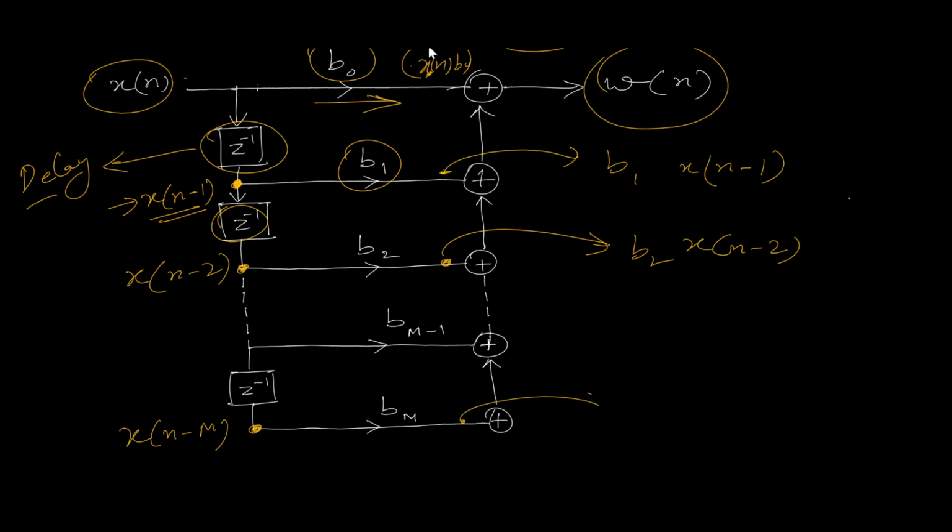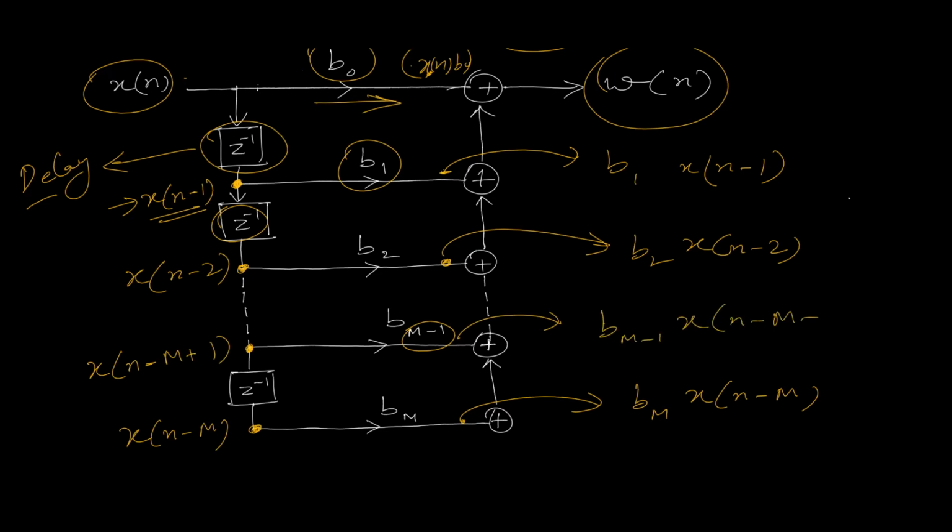And at this point we get bM multiplied with x of n minus capital M. We can also write the value just before the final value. This delay is M minus 1, so this becomes M plus 1, and here you get b of M minus 1 multiplied with x of n minus M plus 1.